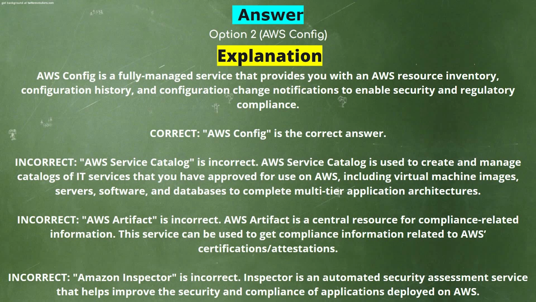AWS Service Catalog is incorrect. AWS Service Catalog is used to create and manage catalogs of IT services that you have approved for use on AWS, including virtual machine images, servers, software, and databases to complete multi-tier application architectures. AWS Artifact is incorrect. AWS Artifact is the central resource for compliance-related information. This service can be used to get compliance information related to AWS certifications or attestations. Amazon Inspector is incorrect. Inspector is an automated security assessment service that helps improve the security and compliance of applications deployed on AWS.